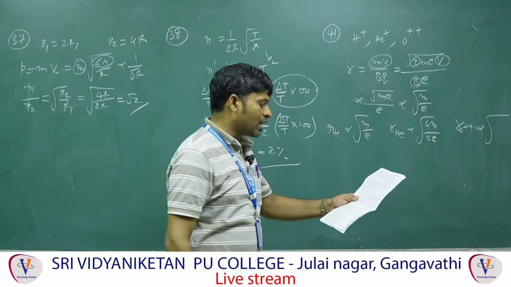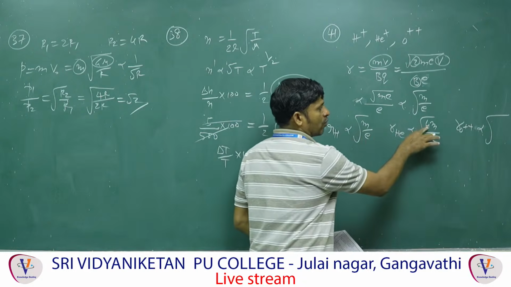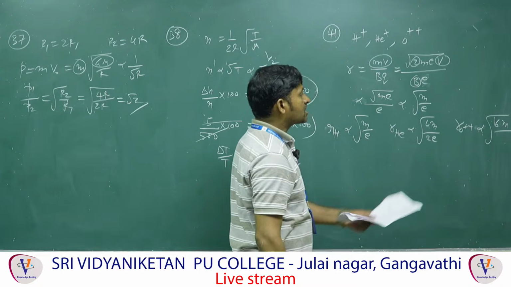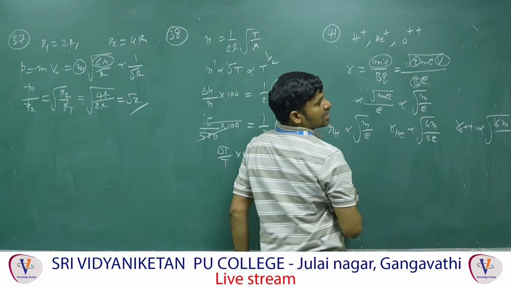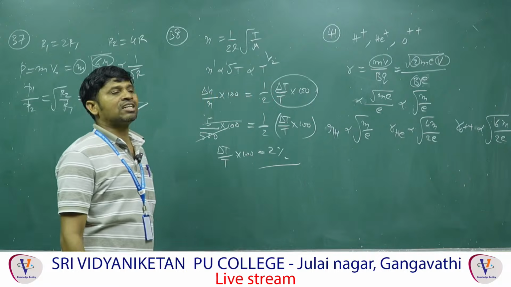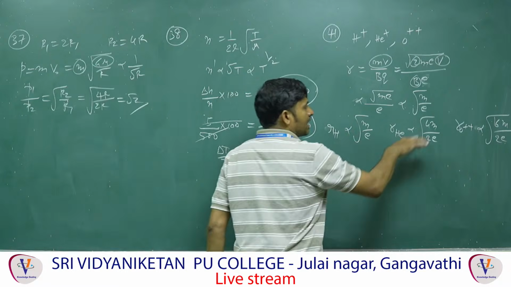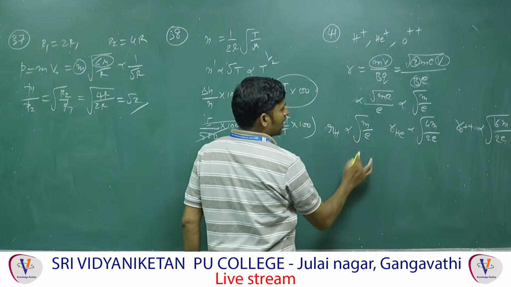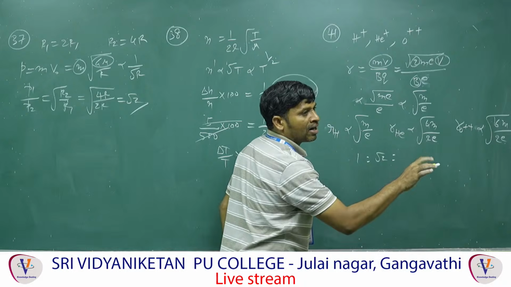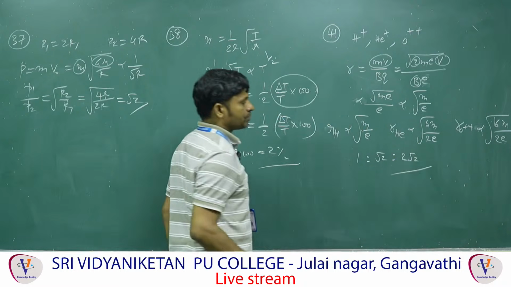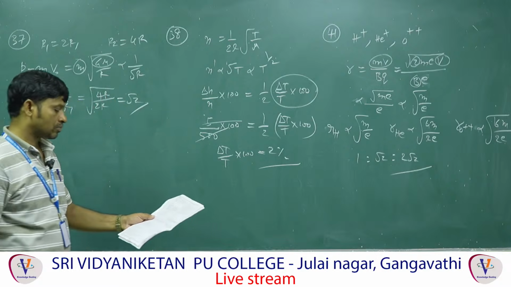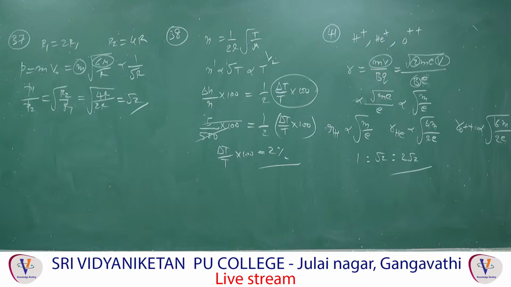is already given: 1, 4, 16, that is 1m, 4m, 16m. The mass values are given, and for O plus plus the charge is 2e. Here O plus plus means the charge is 2e. So m by e, m by e, m by e. Here only 1 is root 1, which is 1. Then root 4 by 2 is 1. 16 by 2 is 8, and root 8 means 2 root 2.